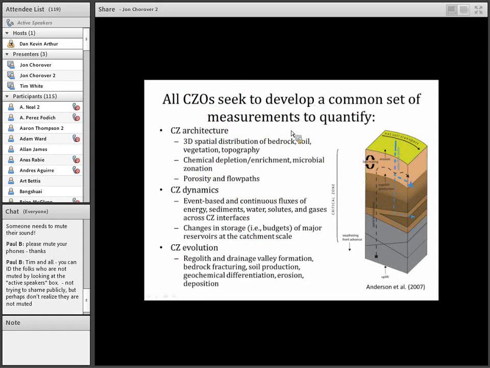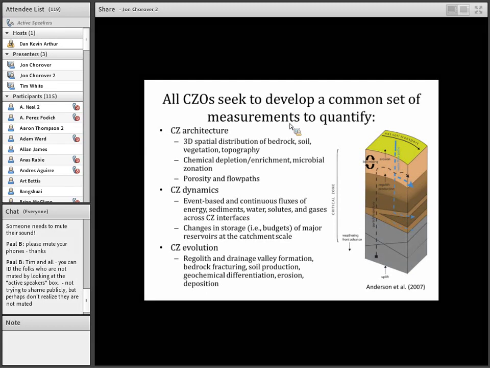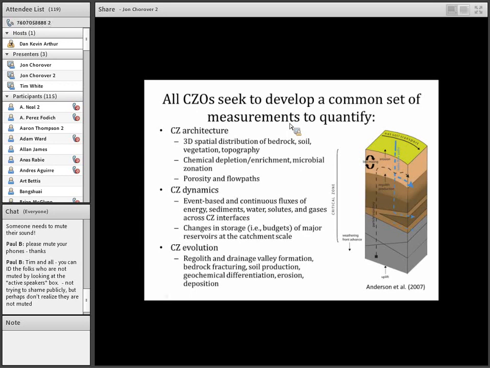And ultimately, we want to link architecture to dynamics, and the way that we're doing that is through developing models of understanding critical zone evolution. These are processes at timescales much longer than those afforded by a Critical Zone Observatory grant, and that require, therefore, some linkage between models that help to simulate regolith and drainage valley formation, bedrock fracturing, soil production, geochemical changes, etc.